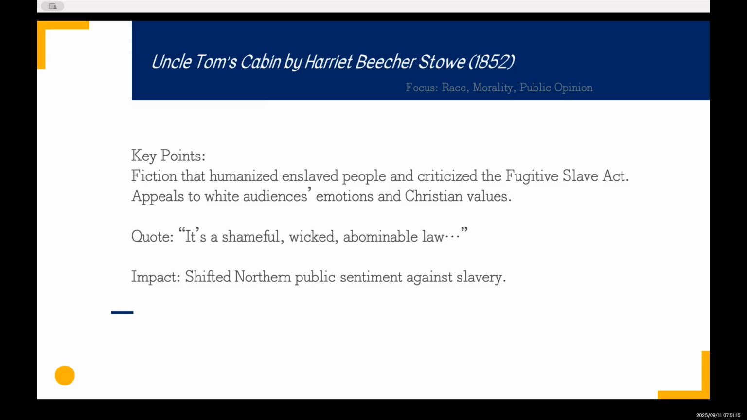The novel made slavery's cruelty visible to Northern white readers, especially women, and inspired sympathy for abolition. Stowe's book transformed public opinion and added emotional momentum to the anti-slavery movement. It reminds us that literature can be a tool of resistance and reform.